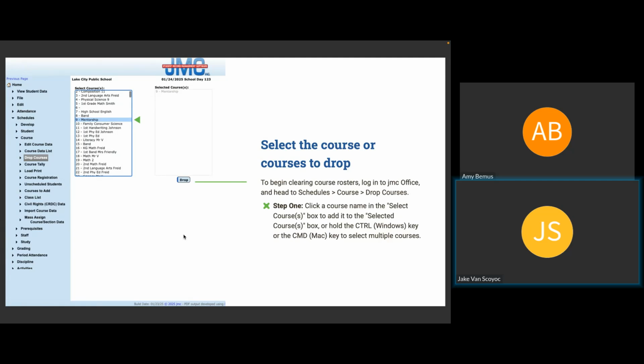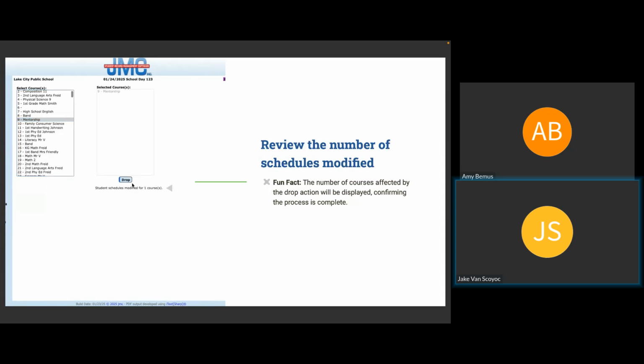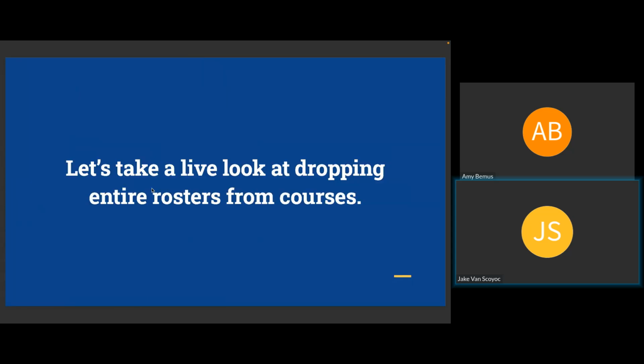Step 1, click a course name in the Select Course box to add it to the selected courses box over here. To select multiple courses, you can hold Control if you're on a Windows machine, or hold Command while you click on a Mac. Step 2, you'll click the drop button to remove all registered and or scheduled students from the selected course. Fun fact, the number of courses affected by the drop action will be displayed, confirming that the process is complete, and it's as simple as that.